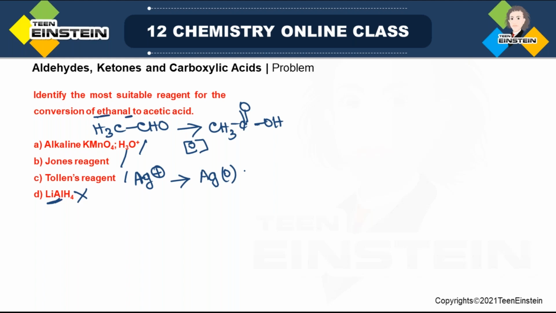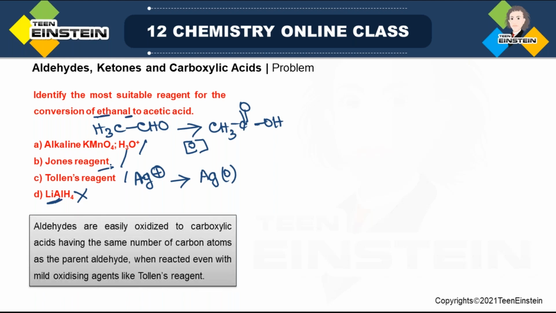But this condition is very mild, not like alkaline KMnO4 and then treating it under acidic condition, or Jones reagent where chromium reagent is used. So Tollens reagent is the most mild condition among these three. D you can already reject because it is a reducing agent, but you have to use some oxidizing agent, right? So D is already cancelled, and among A, B, C, the most mild is Tollens reagent. So this should be the most suitable reagent for conversion of ethanol to acetic acid.